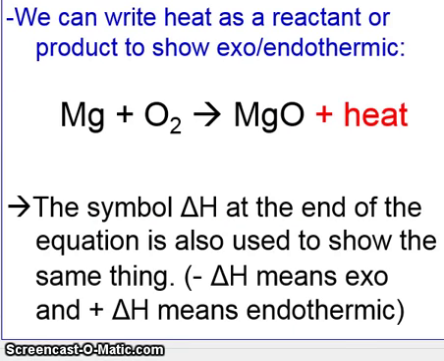Now, the way we write this endo and exothermic business is, for our purposes, we'll just put heat as one of the products or a reactant. So if heat is exiting, if it's exothermic, we'll put it as a product.